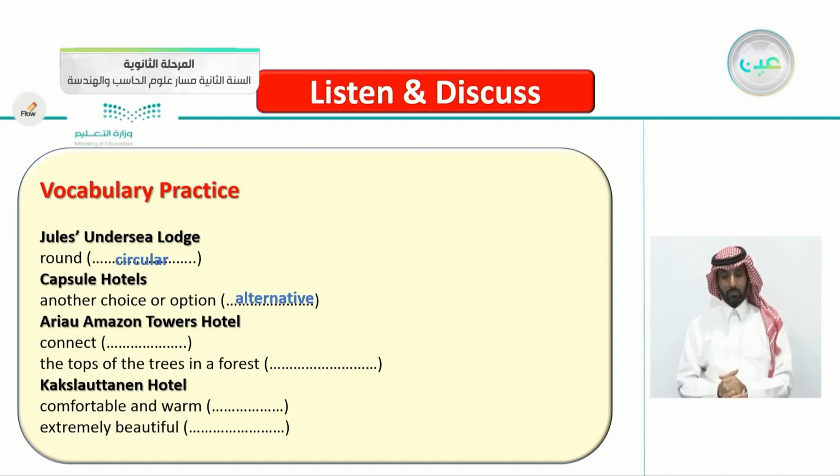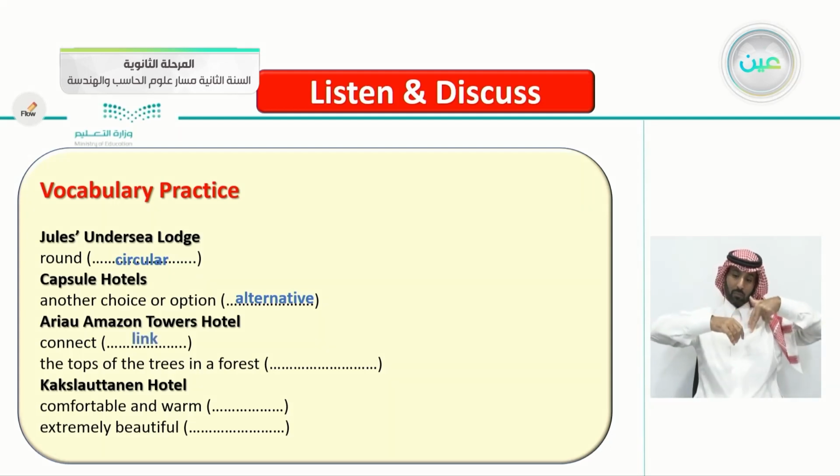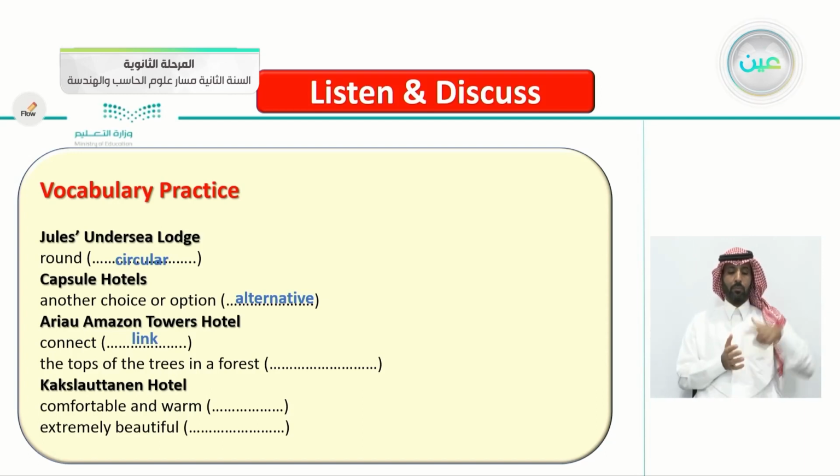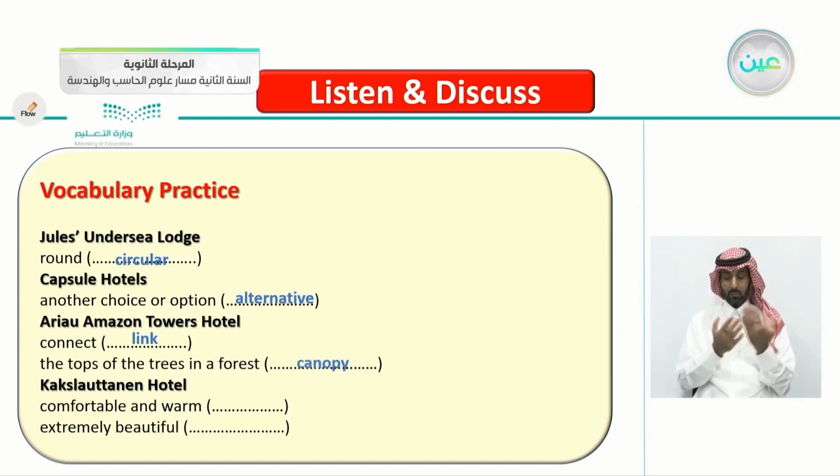The Ariau Amazon Towers hotels, the word connect. Give me a word that means connect. The hotels are connected through catwalks. Yes, very good. Link. Link has the same meaning as connect. The top of the trees in a forest. Very good. The canopy.